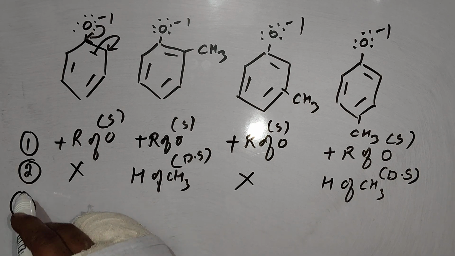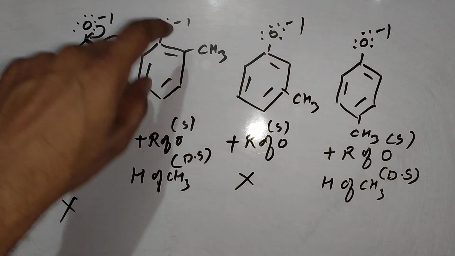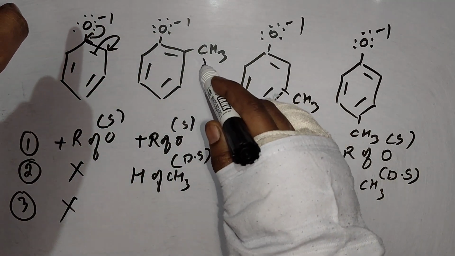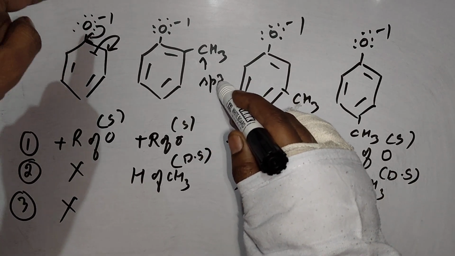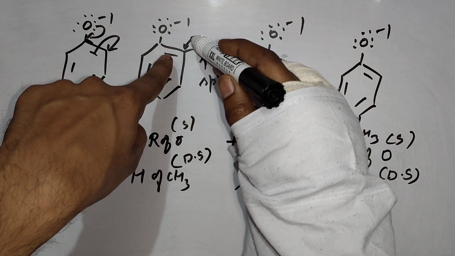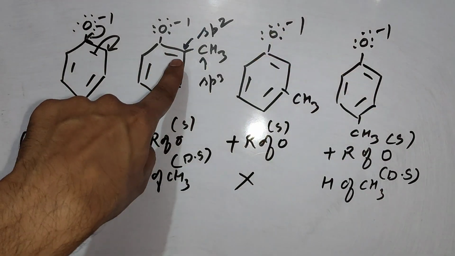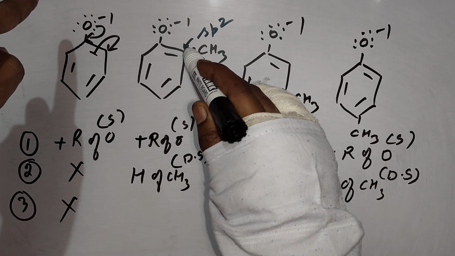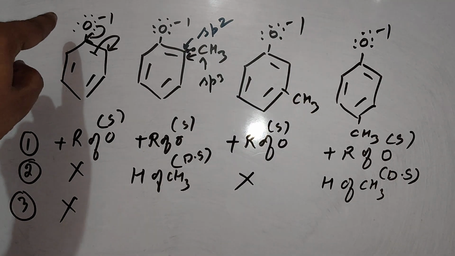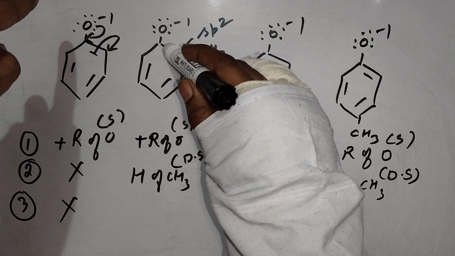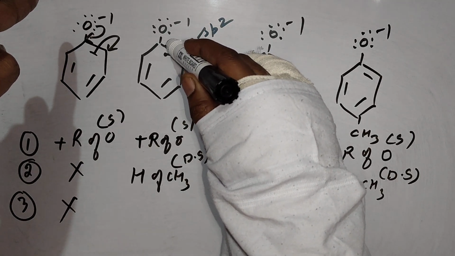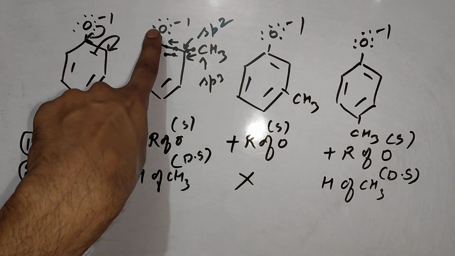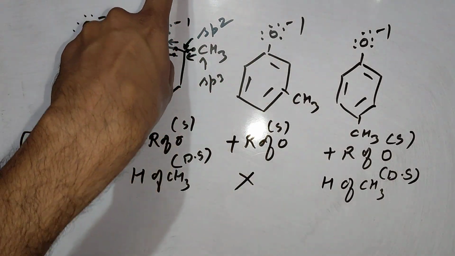Third factor, CH3. Here the carbon is sp3 hybridized, and the carbon to which it is connected is sp2. Now sp2 carbon is more electronegative than sp3, so these electrons are going toward this carbon, due to which these electrons will feel repulsion and they will move toward oxygen, due to which the oxygen's negative charge will increase.